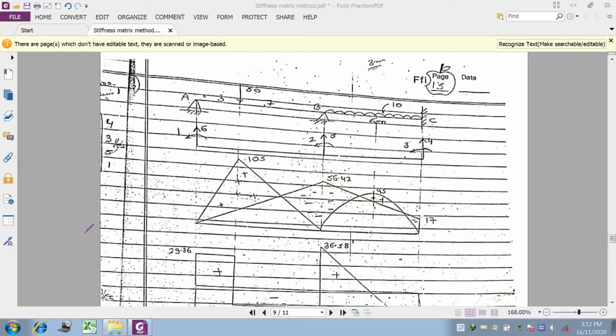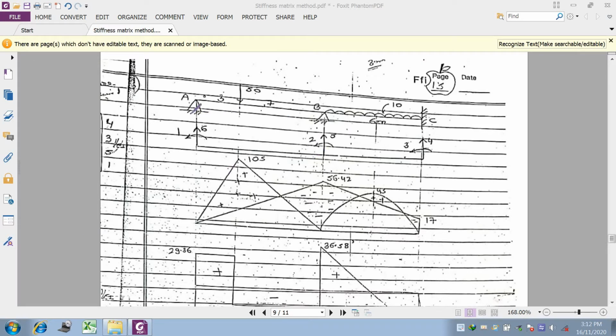Today we will see another example of a stiffness matrix of a 2D beam element. This numerical has been taken from the university examination paper of winter 2016. It was asked for about 13 marks. So let us solve this numerical.